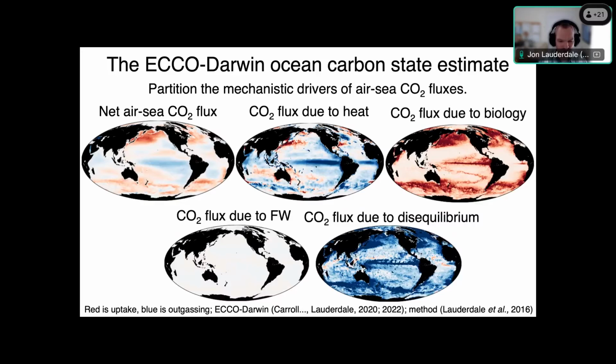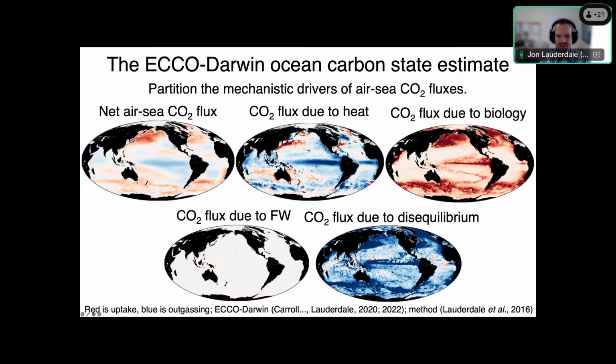Having done a global ocean breakdown of the different drivers of carbon, we can now also link that to what happens at the very sea surface. So we can get this full integrated perspective on where the carbon is going and how it's getting there. This is a method that I developed where we can partition the drivers of the air-sea CO2 fluxes, so this is the net CO2 fluxes.